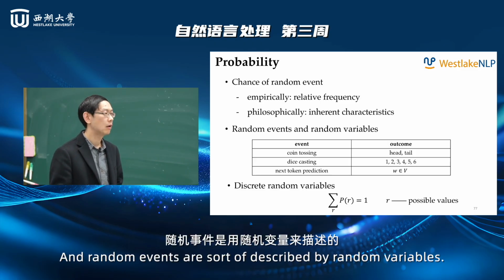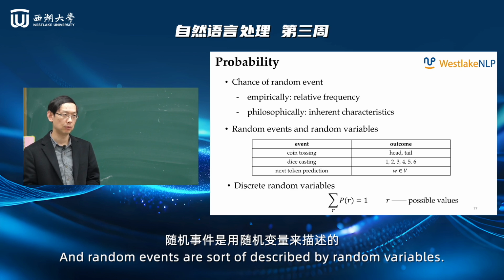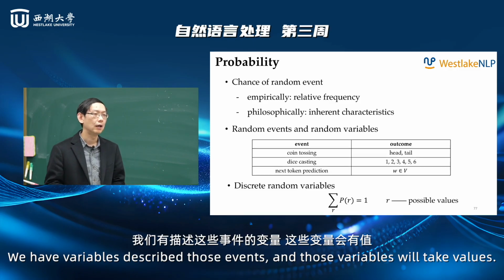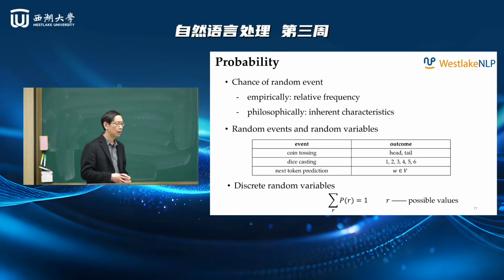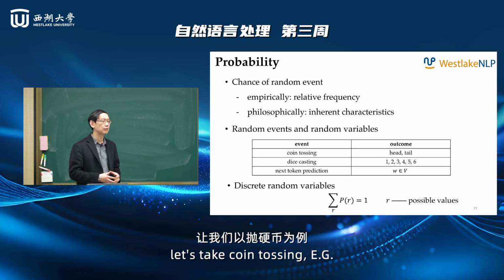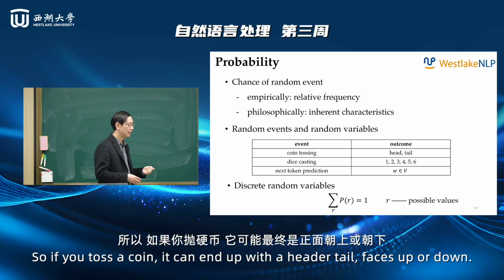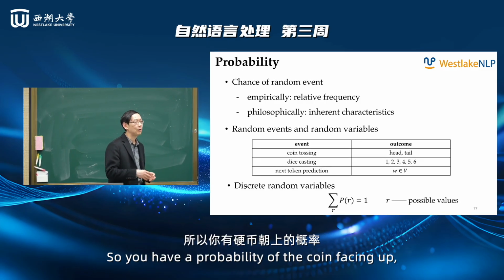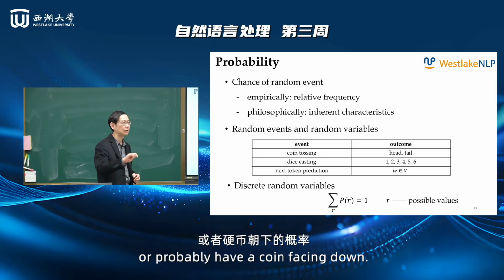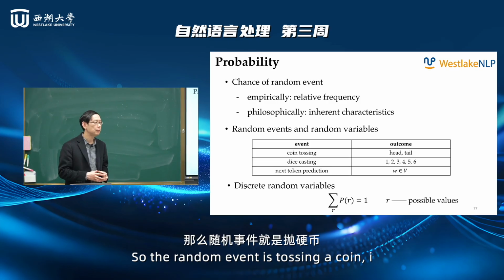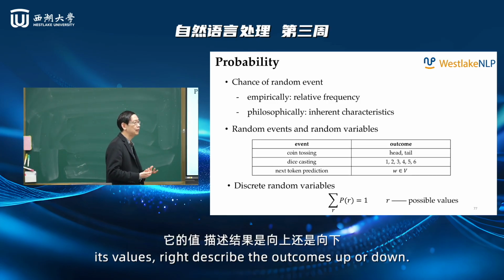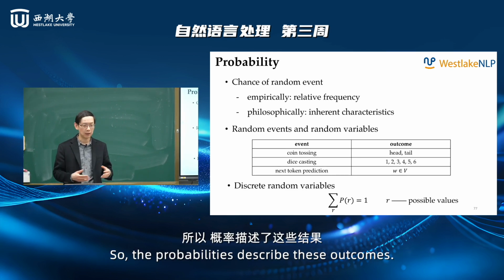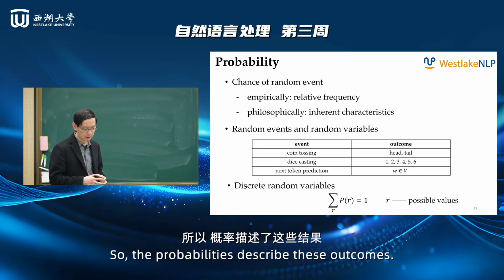And random events are described by random variables. We have variables to describe those events, and those variables will take values. Let's take coin tossing, for example. If you toss a coin, it can end up with a head or tail, faces up or down. So you have a probability of the coin facing up or the coin facing down. The random event is tossing a coin. Its values describe the outcomes, up or down. So the probabilities describe these outcomes.